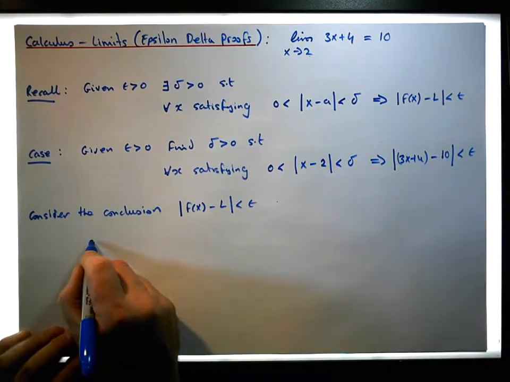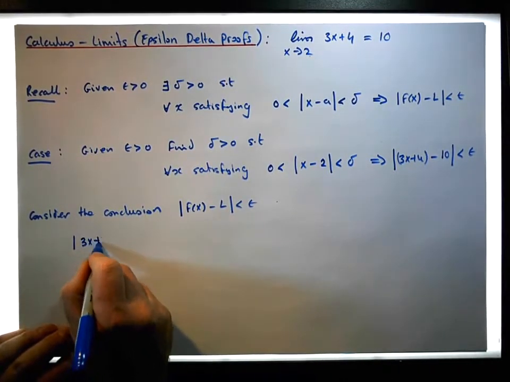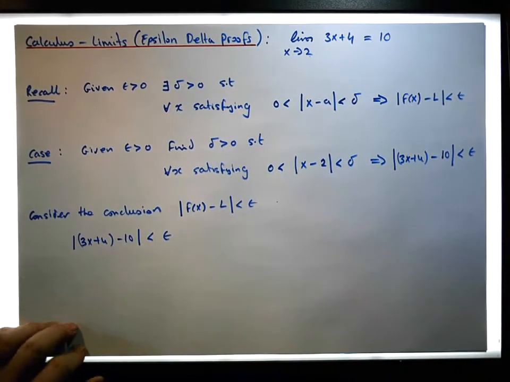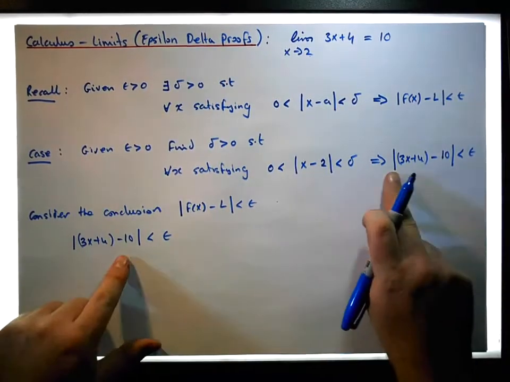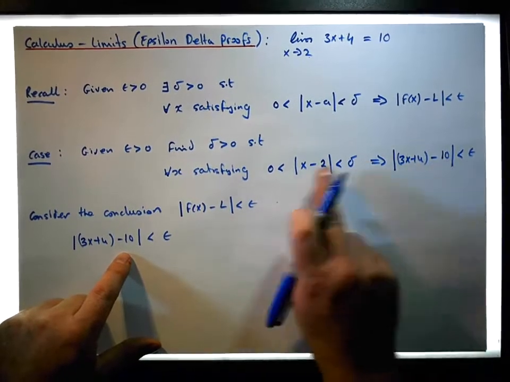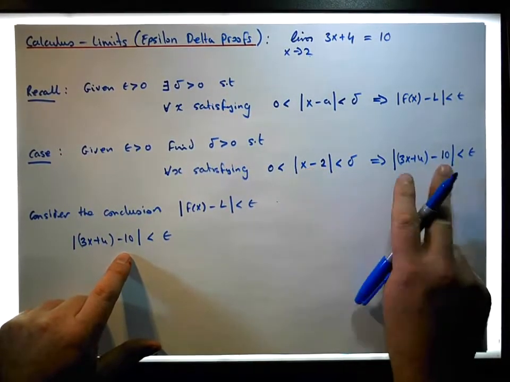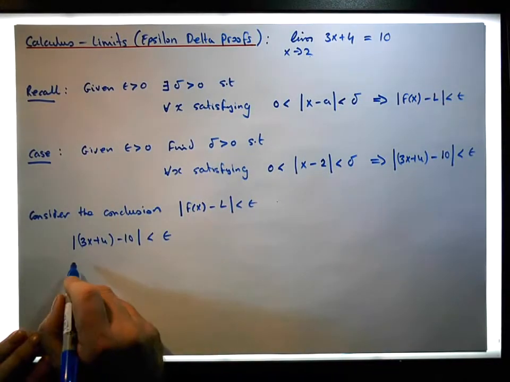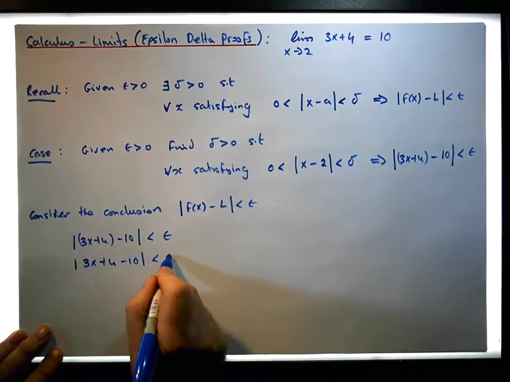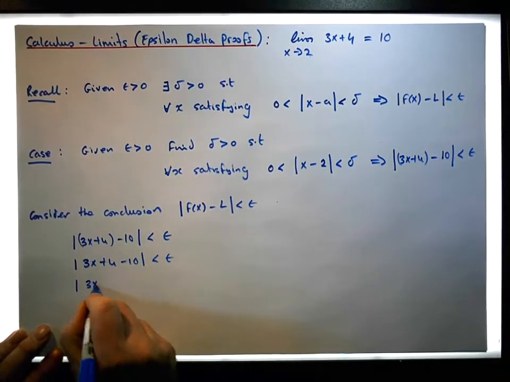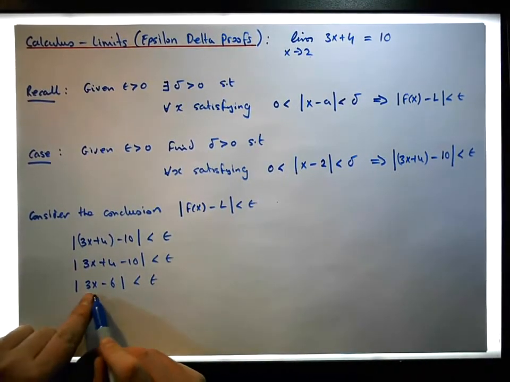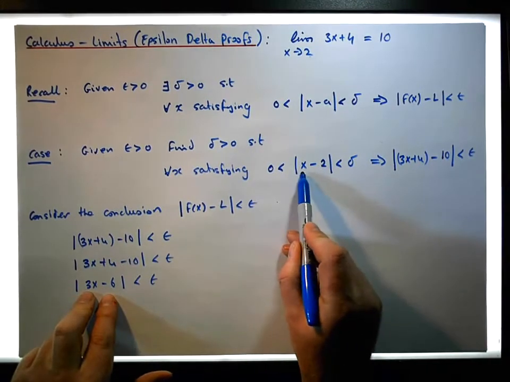So what we're considering is the absolute value of 3x plus 4 minus 10 has to be less than epsilon. Well, what does that tell us? What we're going to do is try to reduce this down to the form x minus 2 within the absolute bars. So the absolute value of 3x plus 4 minus 10 has to be less than epsilon, which is the absolute value of 3x minus 6 has to be less than epsilon.